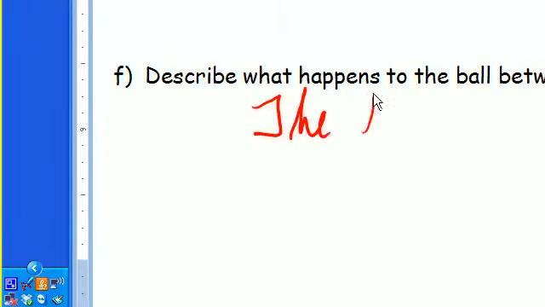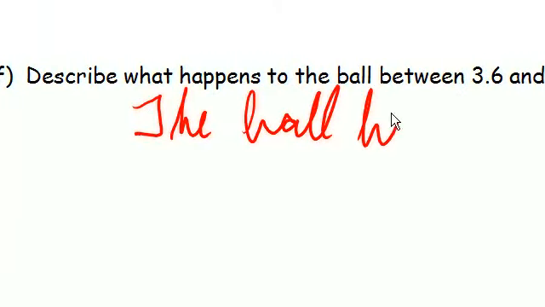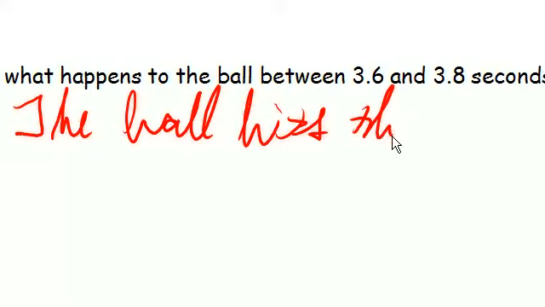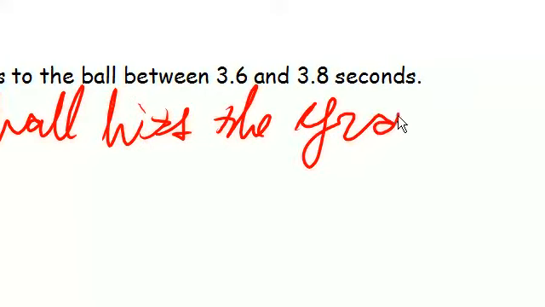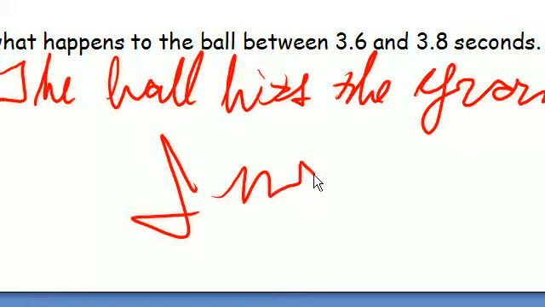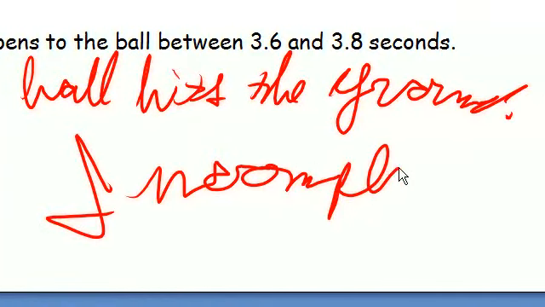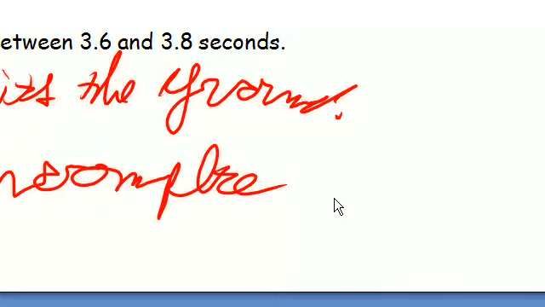The ball hits the ground. The ruling on the field is incomplete. Incomplete.